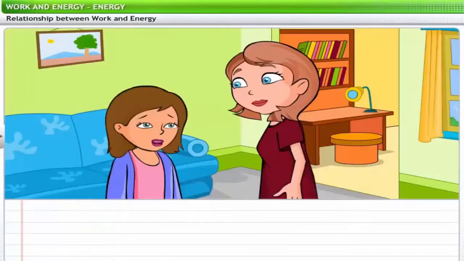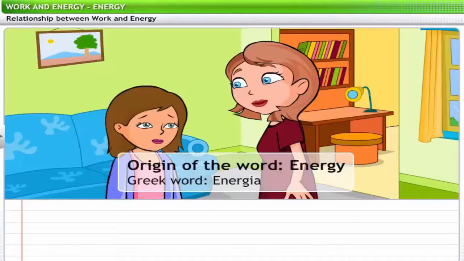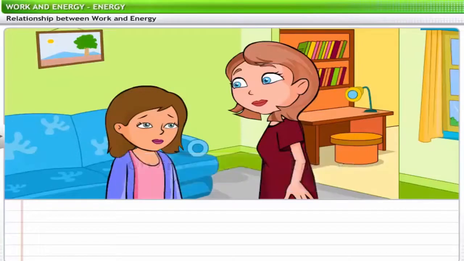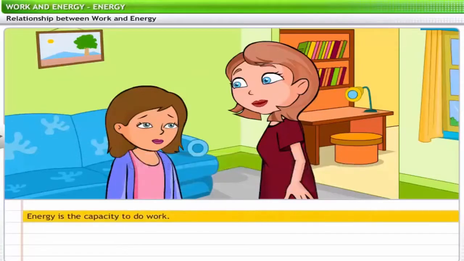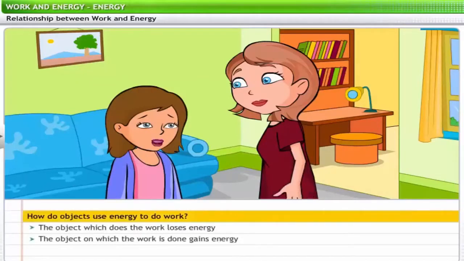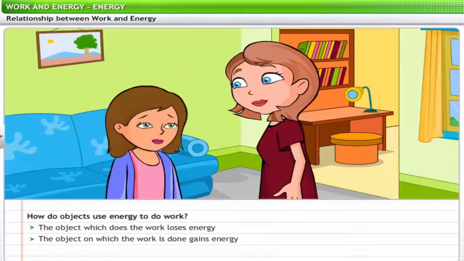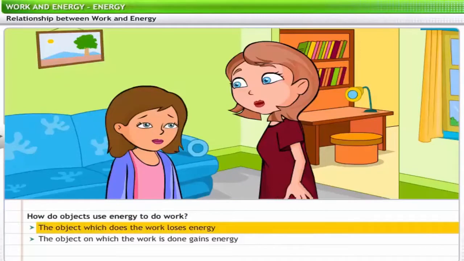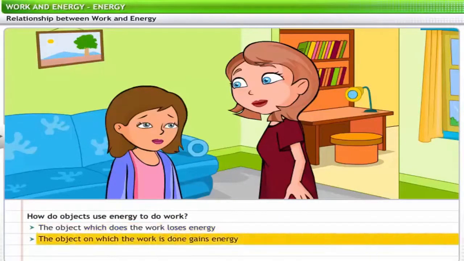It looks like nothing works without energy. That's true. In fact, the word energy is derived from the Greek word energia, meaning at work or in work. Thus, energy is defined as the capacity to do work. But how exactly do objects use energy to do work? Well, it's like this. The object which does the work loses energy, and the object on which the work is done gains energy.